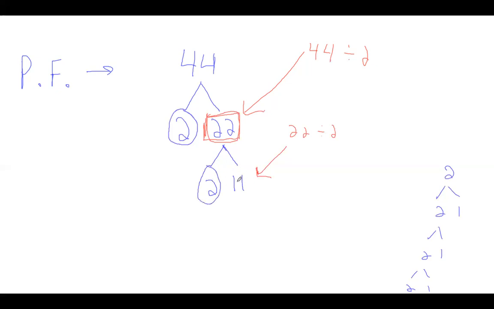And is 11 a prime number? Yes, it is. It's only divisible by 1 and 11. So now I've broken 44 down into its prime factors, so I have the prime factorization. We write out the prime factorization from smallest number to largest number.